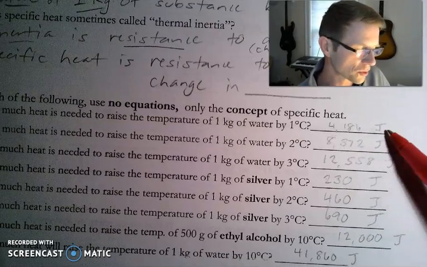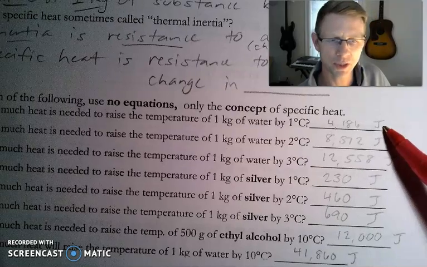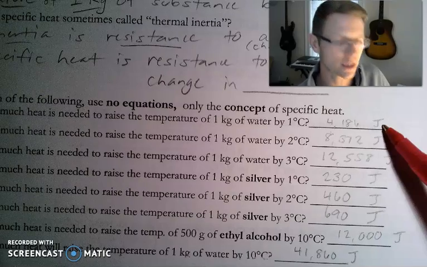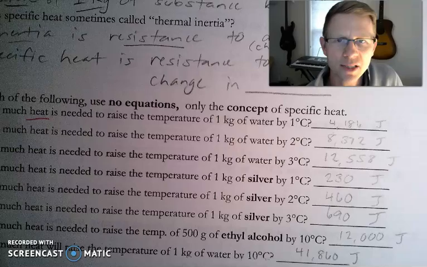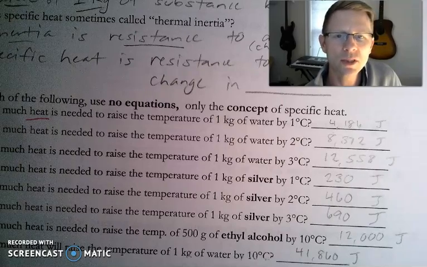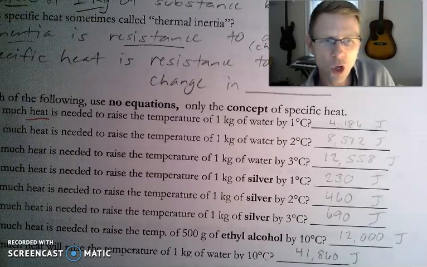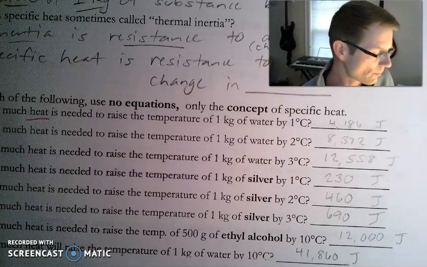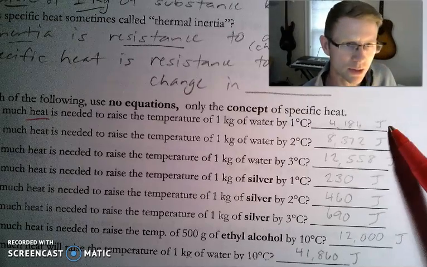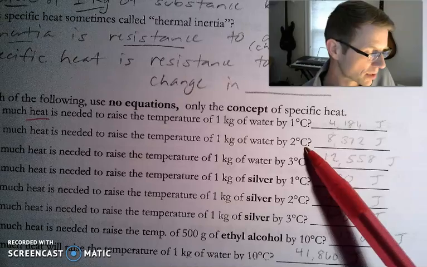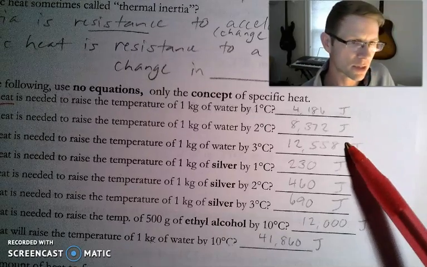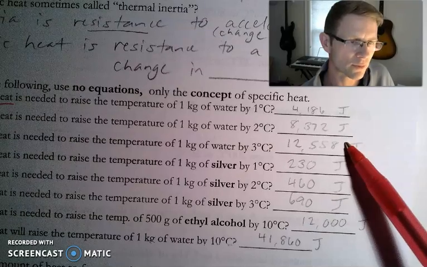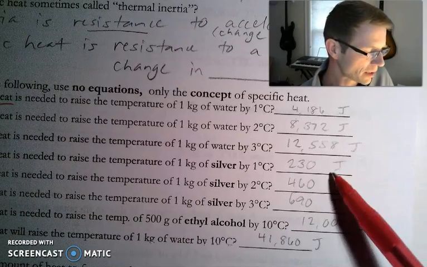You want to say joules. Now I know on the table it says joules per kilogram degree Celsius, but this says how much heat is needed. Since it says how much heat is needed, it's asking you to relate this to the flow of thermal energy, which is the heat. So yeah, that's what that number means. And now you think if it's 2 degrees Celsius, it's going to require more heat. If it's 3 degrees Celsius, it's going to require more heat, 12,558. And you keep that logic going.